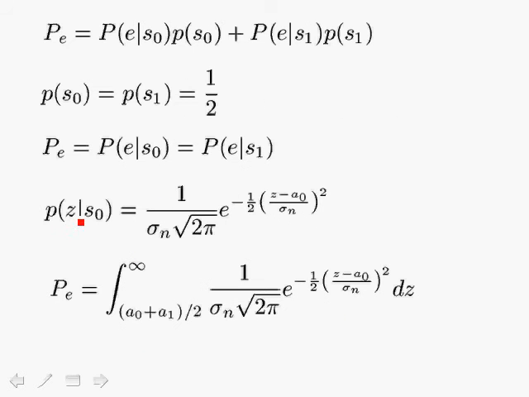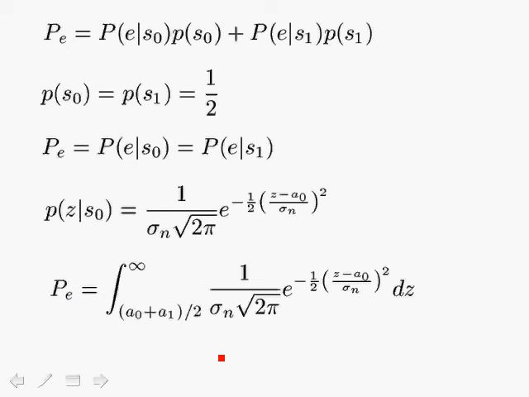So we have the probability of Z given S0 is this expression here, which is a normal distribution. Notice that the variance is sigma n squared, and the mean value is A0. And we integrate from the threshold value, which is A0 plus A1 divided by 2, which in our case, because A0 equals minus A1, is equal to 0. So we integrate from 0 to infinity, and we plug in the normal distribution shown here, and we get the probability of error.